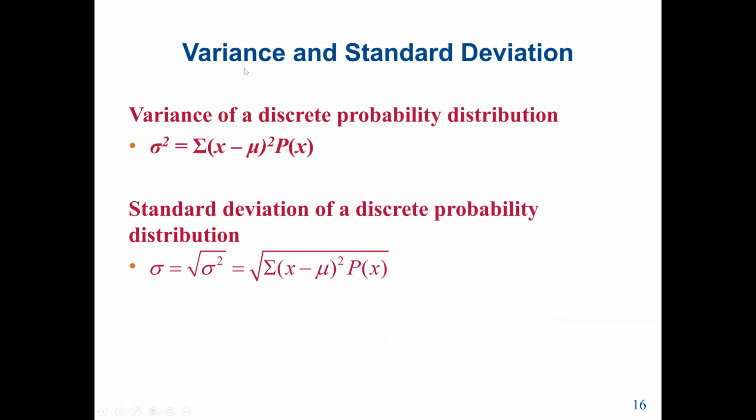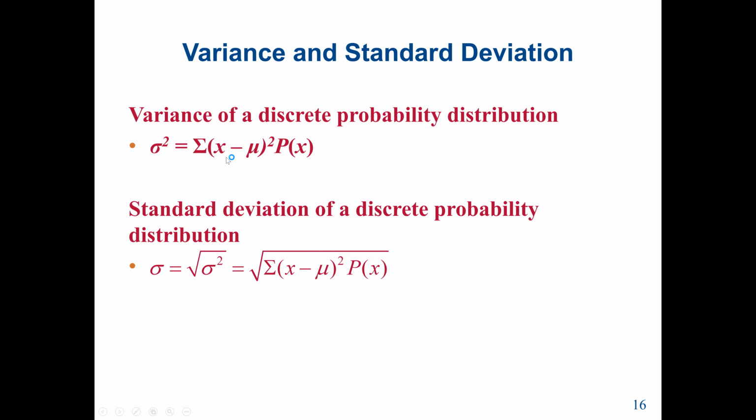Next, we can also find the variance and the standard deviation of a discrete probability distribution. The formula for finding the variance is to multiply the difference of each value and the mean, all squared, with the probability of that X value. So here we say X minus mean, all squared, times the probability of X.